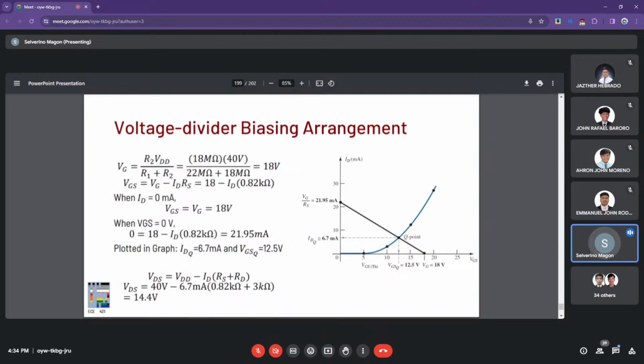All right, so for the Q point, right, so we have the analysis. In this analysis, we have the figures of VG over RS right there. And for the case for the VG, you have VG at 18 volts for your supply. So for the Q point, we can see the intersection at 6.7 and 12.5 for ID and VGS respectively.